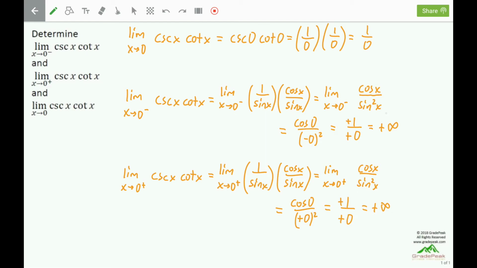The two-sided limit depends on the results of the two one-sided limits. They match each other here. So the two-sided limit up here will also be positive infinity. And there are the results of the three different limits.